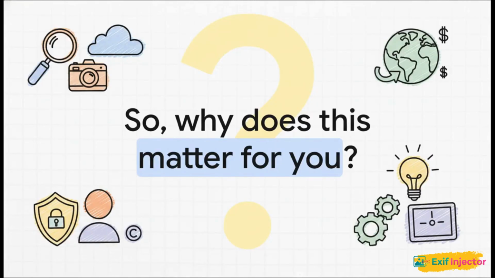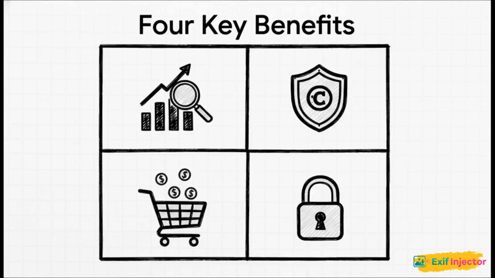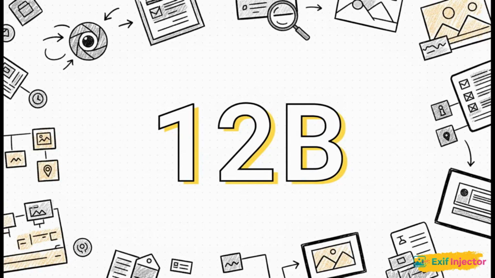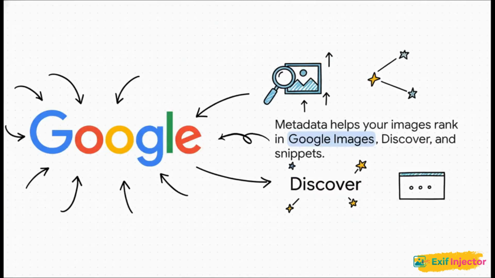All right, so why does any of this actually matter to you? Well, there are 4 huge wins here. You get better search visibility, you protect your copyright, you make more sales, and even protect your privacy. Yeah, 12 billion. That's how many searches Google Lens gets a month. And metadata is your ticket in. You see, Google literally reads this data. It's how it understands and, crucially, how it ranks your images.